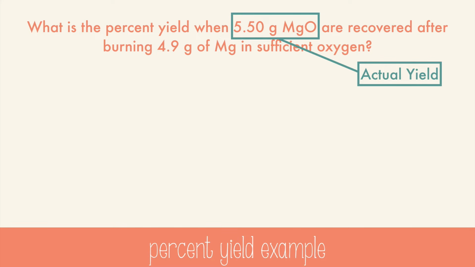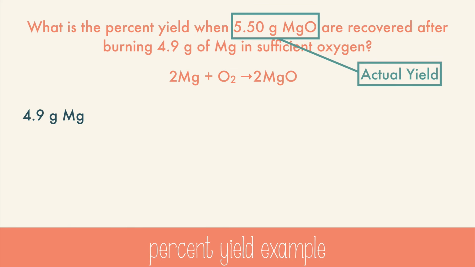The second number is our starting point for the stoichiometry problem we'll solve. The reaction is magnesium with oxygen to make magnesium oxide. You always want to write a balanced equation to get the correct number of mole ratios. Now we'll start with a given amount of 4.9 grams of magnesium.